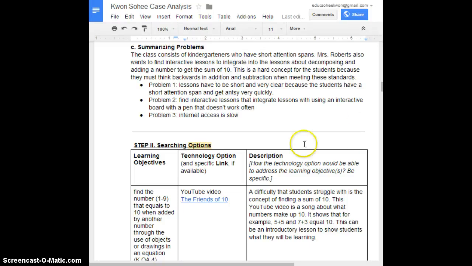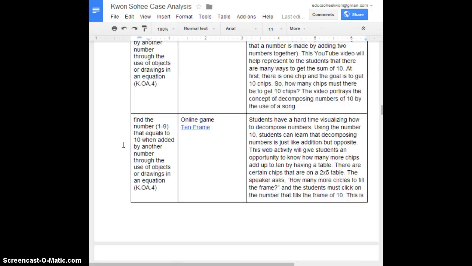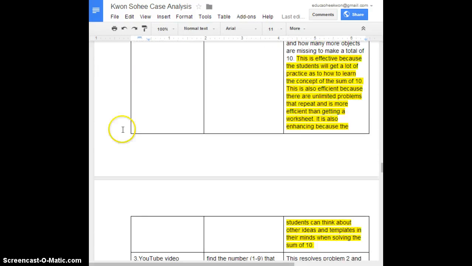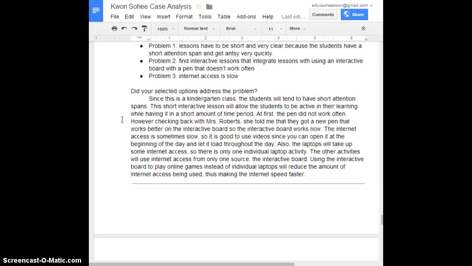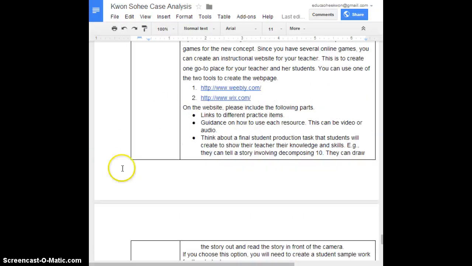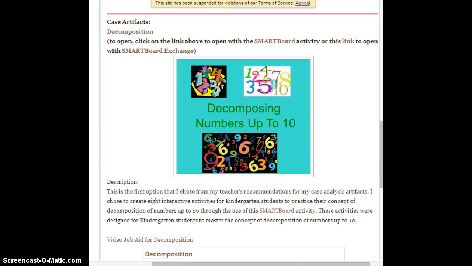In this case analysis and the case artifacts, which this is a case analysis with all of the information, and the case artifacts are, the description is right here at the very bottom, and they are down right here using a smartboard activity.